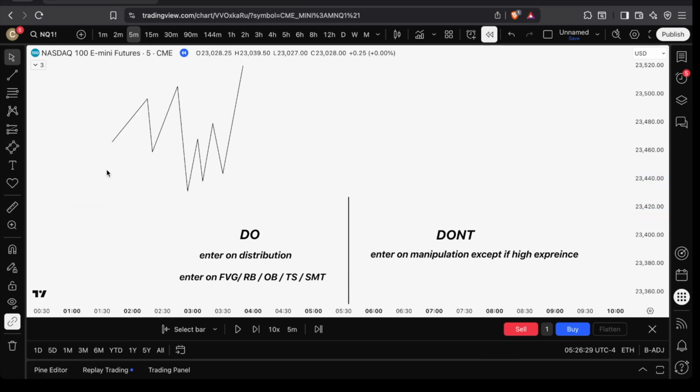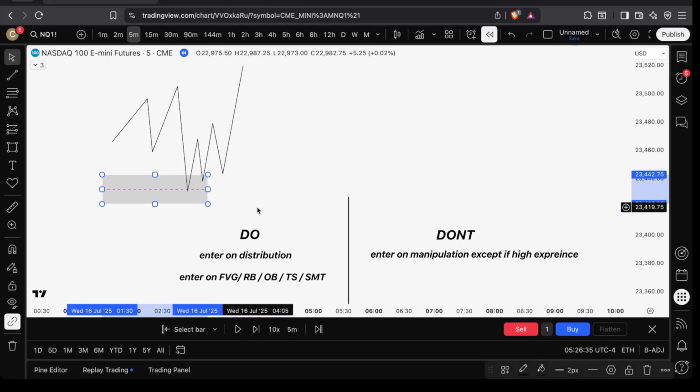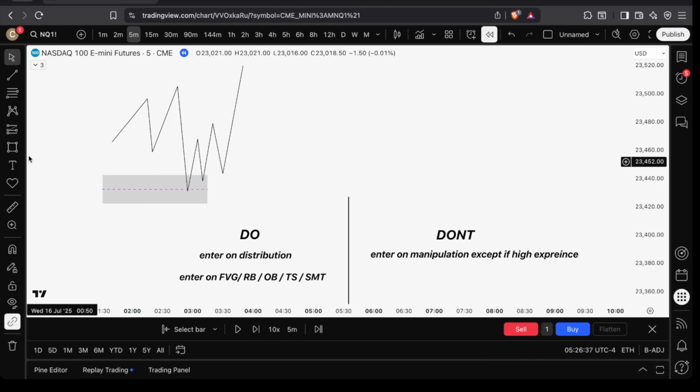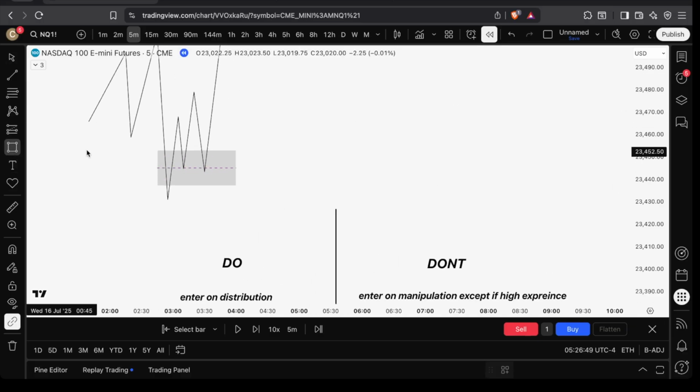Order blocks. Maybe you have order blocks 50%, enter on it, limit, whatever. For fair value gaps, again 50%, because we don't want to see the price close after the consequent encroachment. So if price does close after this middle line, like right here, I would not be taking that trade.